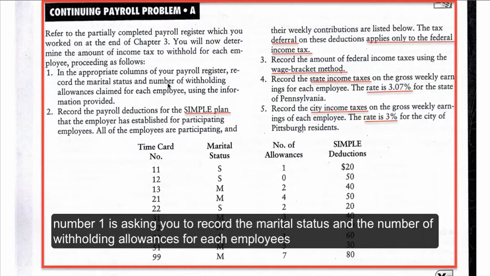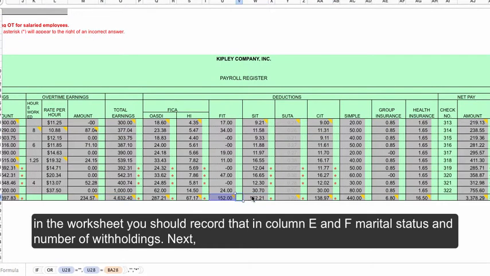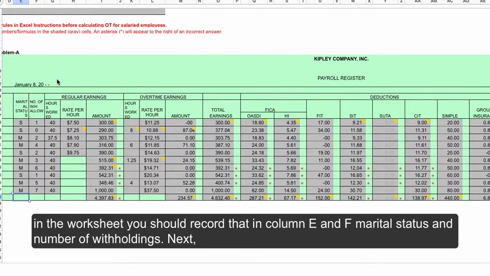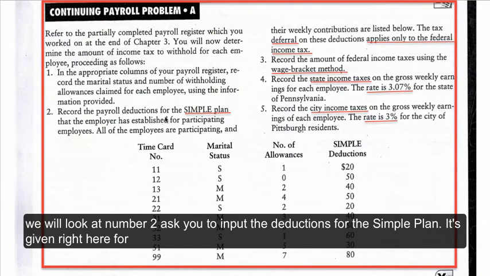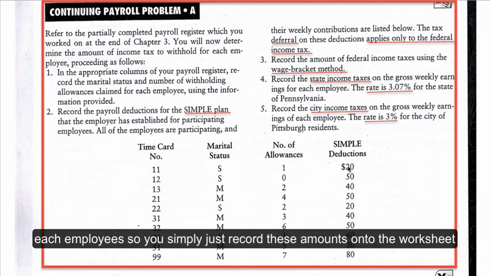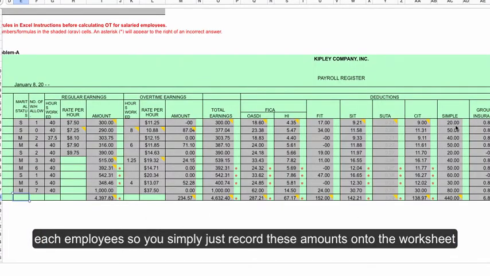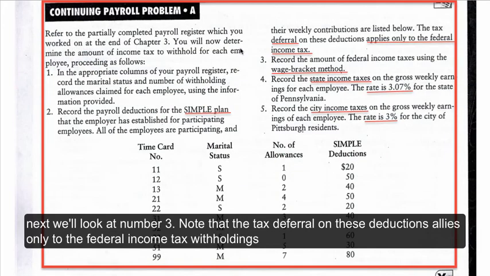Number 1, it's asking you to record the marital status and number of withholding allowances for each employee. If we look at the worksheet, you should record that in columns E and F, marital status and number of withholdings. Next, we look at number 2, which asks you to input the deductions for the simple plan. It's given right here for each employee, so you simply record these amounts onto the worksheet in column AC, simple plan.